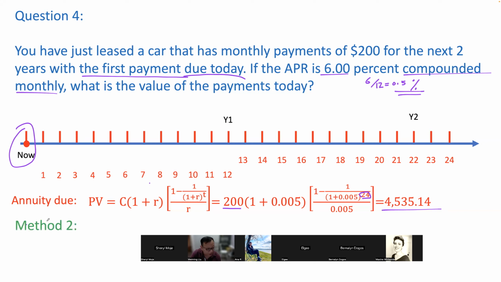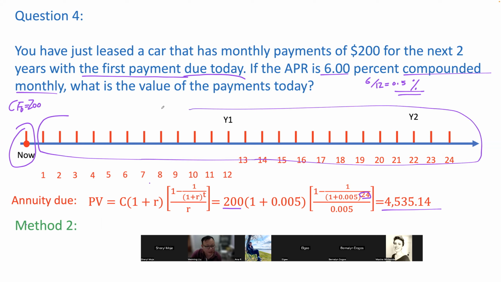Now, do I have a different method? So method 2. For method 2, can anyone tell me how many streams do I have? What's my CF0? Can anyone tell me? 200, great. And now my first stream of cash flows. This is all my first stream, right? What is my C01? What's my C01? Anyone? What is my C01?